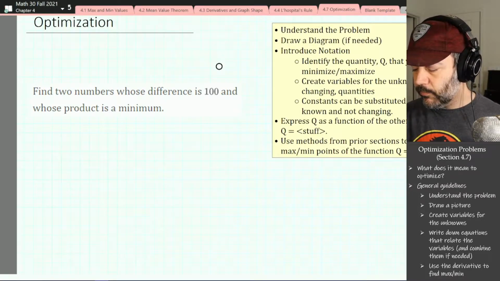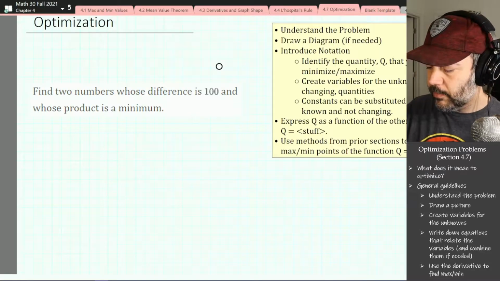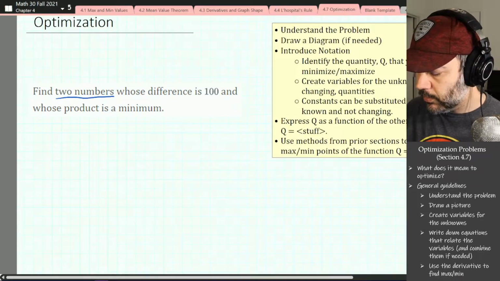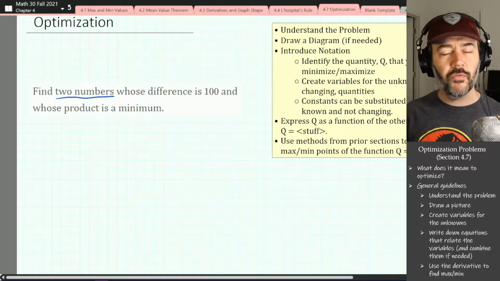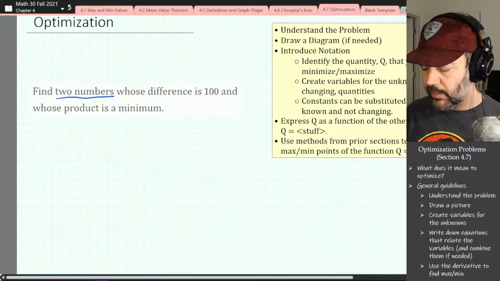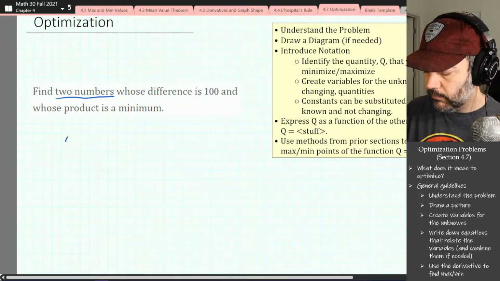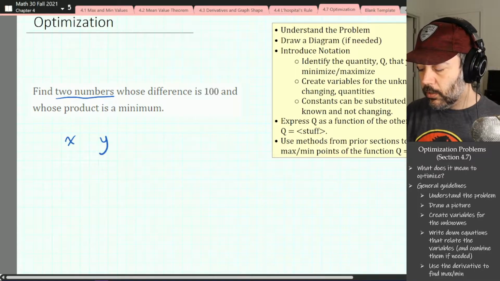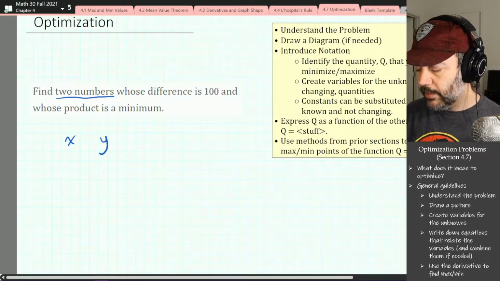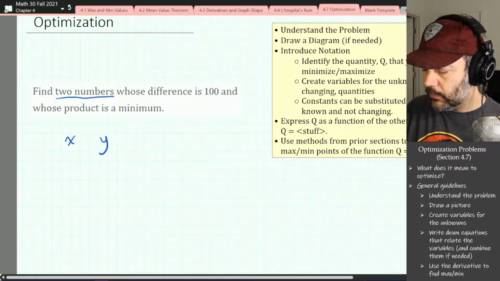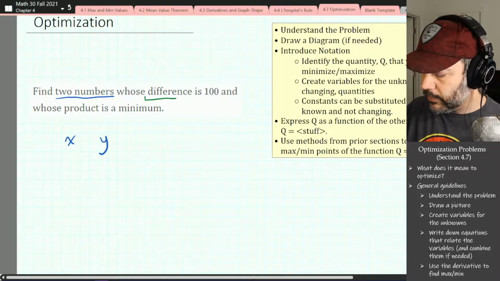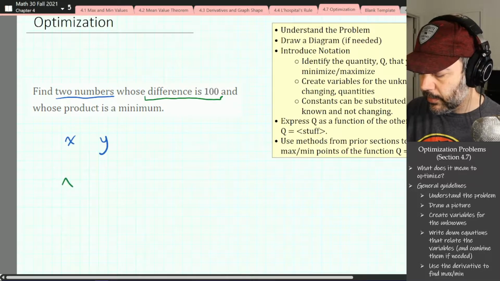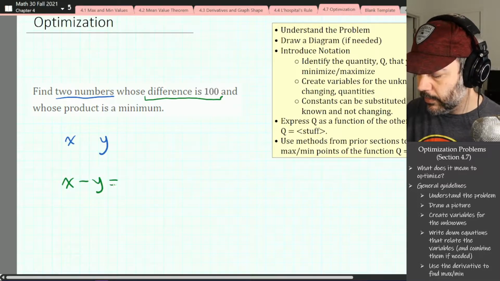So notice this one's just purely abstract numerical, so we don't need to draw a picture. But I noticed that we are being told we have two numbers. Do we know those two numbers? No, we don't. We need to find those two numbers. So let's give them variables. How about just x and y? Their difference is 100. So if their difference is 100, that means x minus y equals 100.